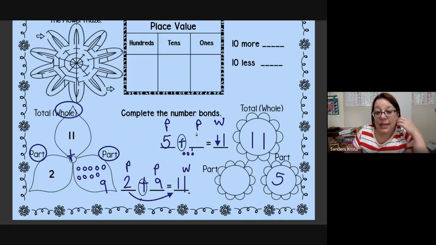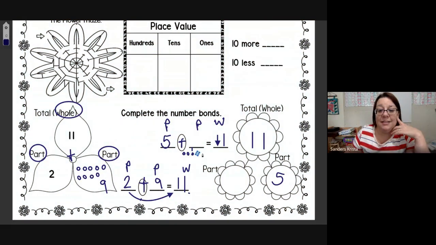6, 7, 8, 9, 10, 11. So my missing part is 6. Good job.